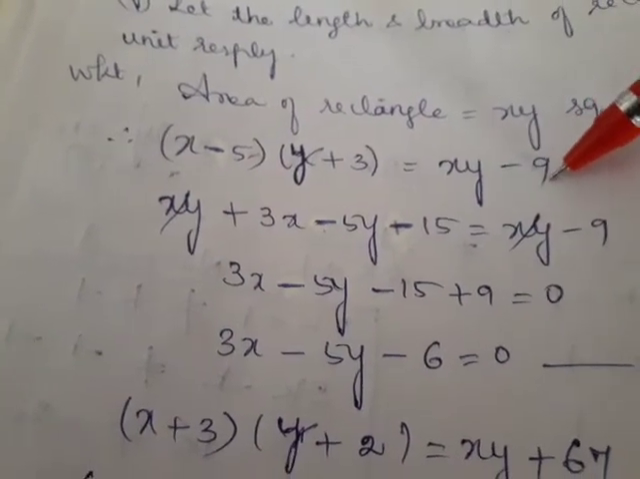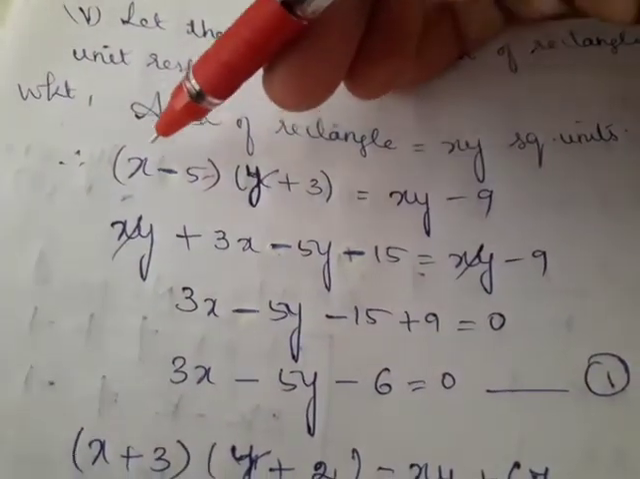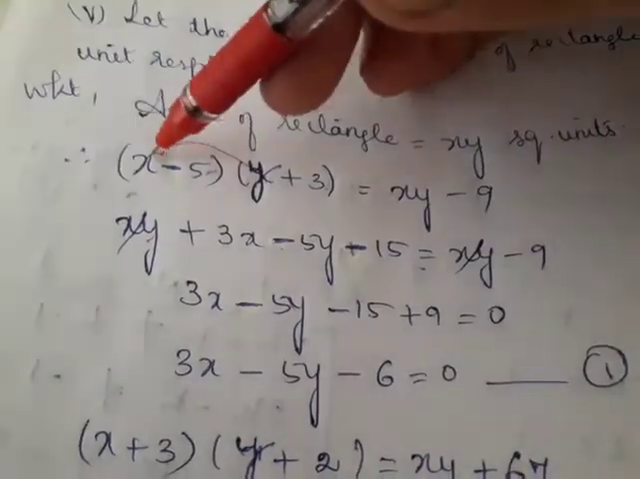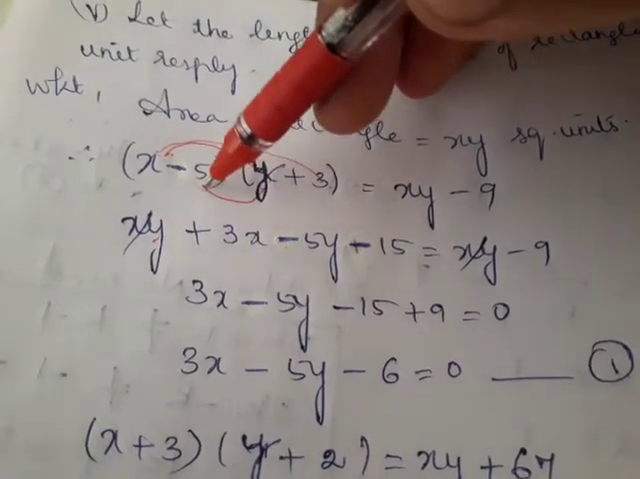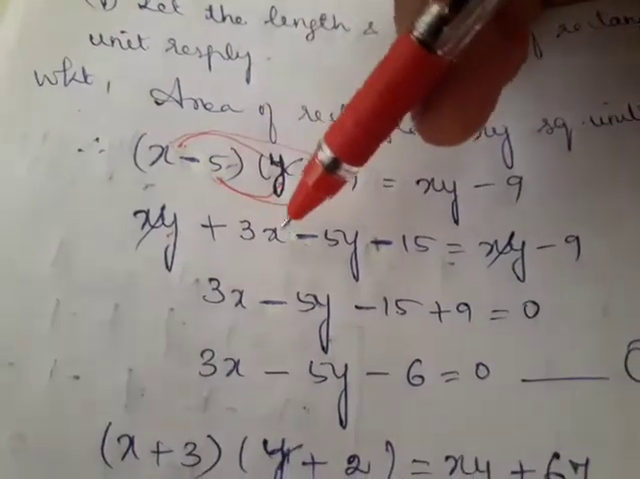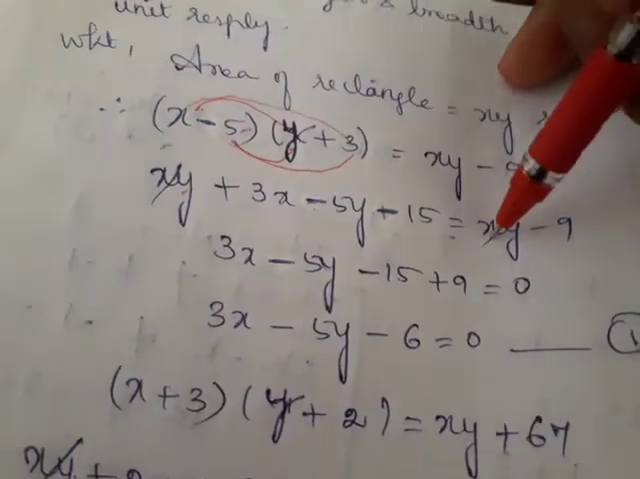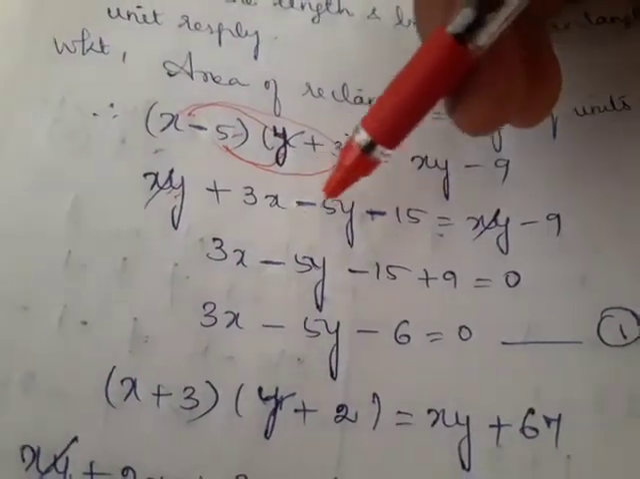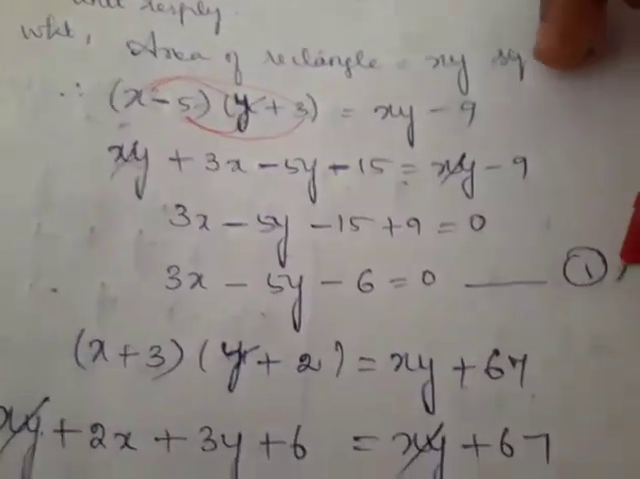So minus 9. Now while multiplying this, you have to be very careful. Term by term you have to do. So x into y, xy, plus x into 3, 3x. Then minus 5 into y, then minus 5 into 3. Right? So xy plus 3x minus 5y minus 15 equal to xy minus 9. So this xy will get cancelled. So bring the like terms together, minus 5y, and we have only constants. Simplify it, we get the equation.